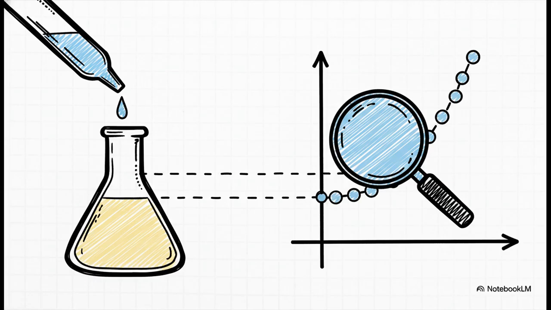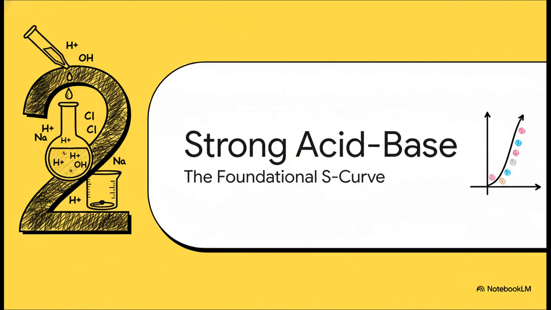And this graph, it's not just a bunch of dots. It's the whole story of the reaction, laid out visually, and it holds all the clues we need to crack the case. All right, let's kick things off with the most straightforward case you can get. Titrating a strong acid, like hydrochloric acid, with a strong base, like sodium hydroxide. This is the textbook example.